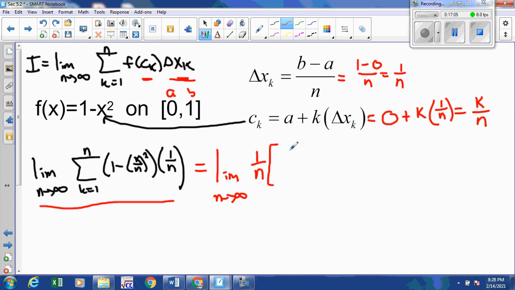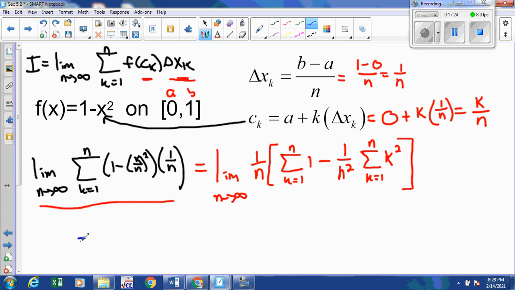I'm going to break this sigma into two parts. I first get the sigma of 1 minus the second part. I'm going to pull out the 1 over n squared, and I get the sigma of k equals 1 to n of k squared. Now, we use our formulas.